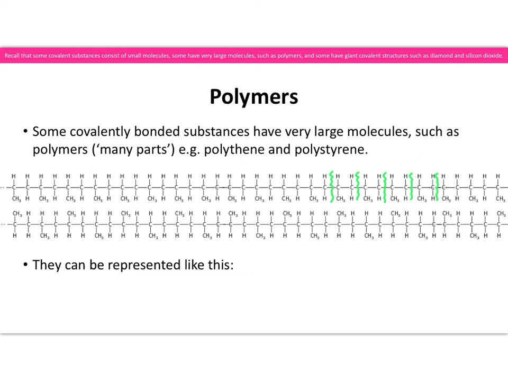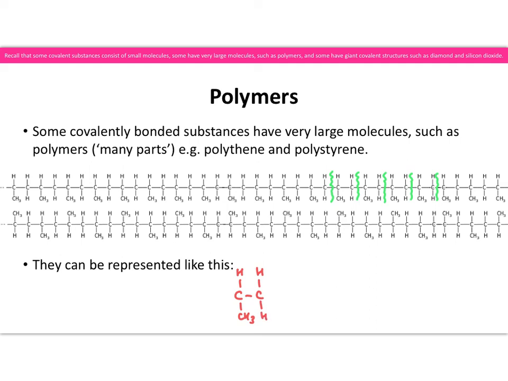We have to recognize that you can have very large molecules. And in the case of polymers, we have to be able to show how we would represent them, so you can see what that repeated unit is. The repeated unit is 2 carbons connected, and then we've got a hydrogen and a hydrogen going up above, and then we've got a CH3 and a hydrogen going below.